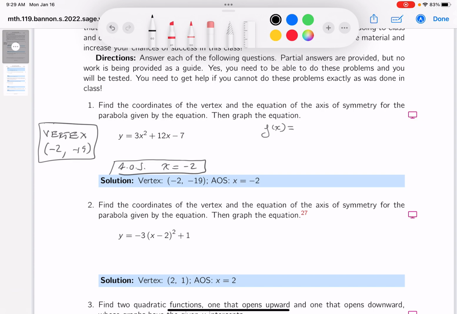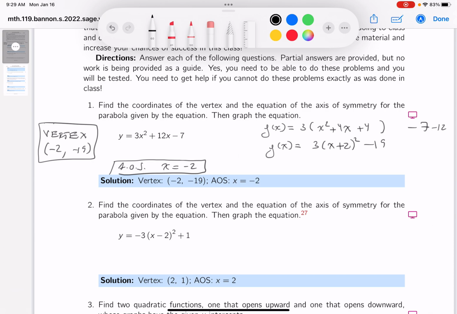I factor the 3 out. You get 3 times x squared plus 4x, minus 7. I'm going to complete the square. Half of 4 is 2. When you square it, you get plus 4. And I'm really adding 4, which means I got to subtract. I'm sorry, I'm adding 4, but it's 3 times 4. I'm actually adding 12, so I need to subtract 12. So we get here f of x is equal to 3 times x plus 2 squared minus 19.